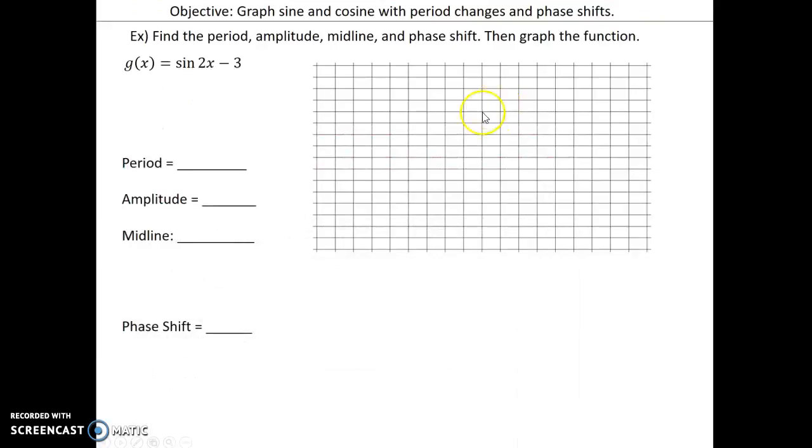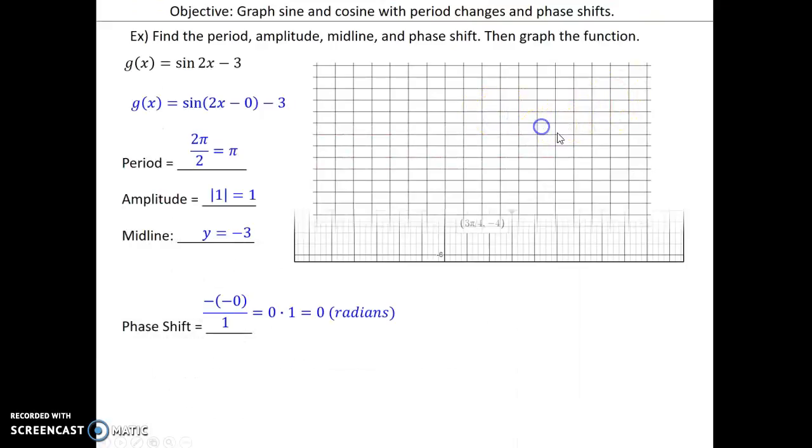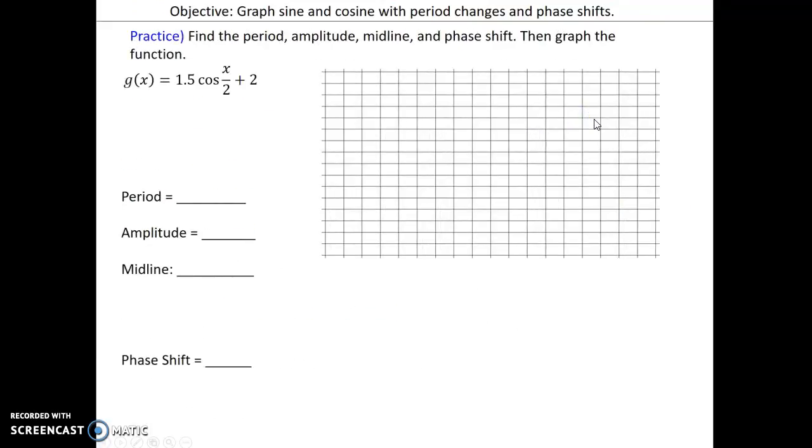After this practice problem that I have for you, we'll look at phase shift. So at this point, please pause the video. Try this on your own. Identify your period, your amplitude, midline, phase shift. Hint, hint, there's going to be no phase shift in this example. So graph it, then come back and check your work, okay?